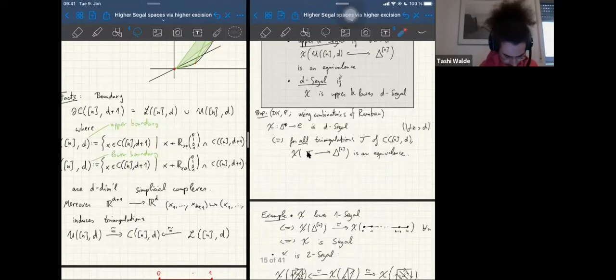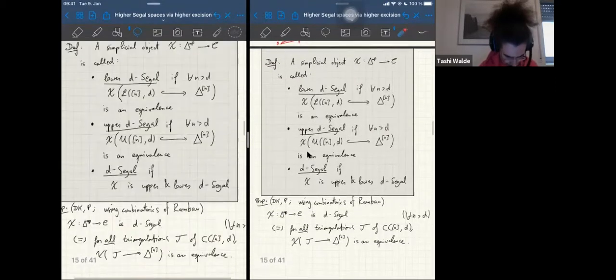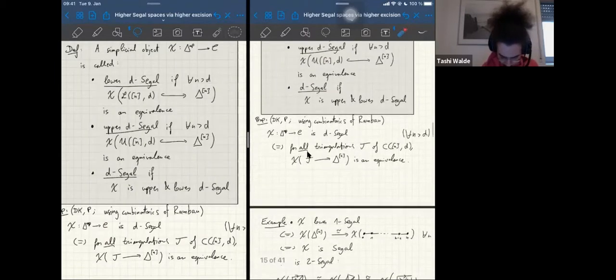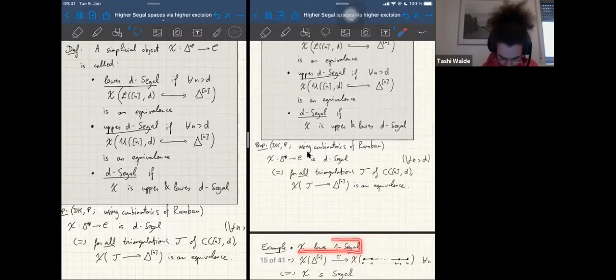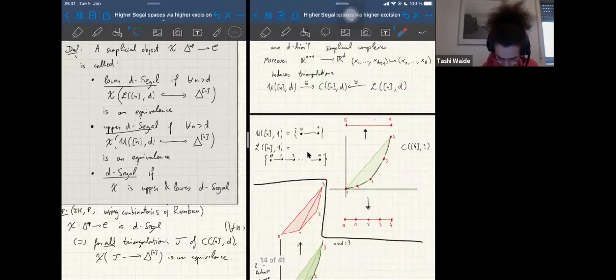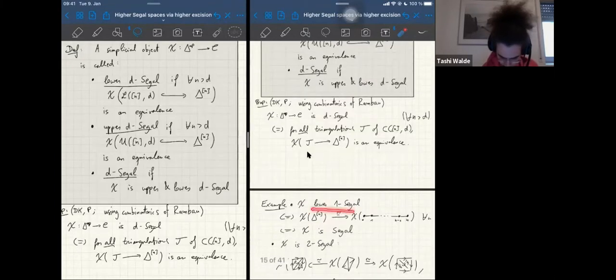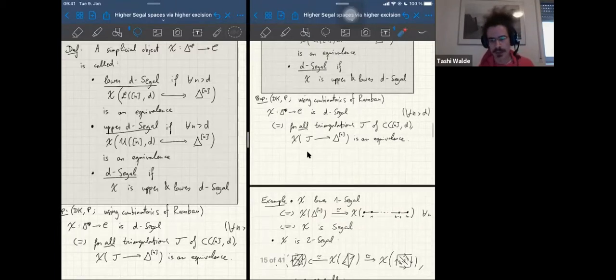Okay, so let's leave this definition up and let's look at some examples so that we see what we're actually talking about here. If we look at lower 1-Segal, remember the one-dimensional cyclic polytope is just an interval, and the lower triangulation just consists of subdividing it into all these small pieces. So looking at this simplicial complex, we see that it's lower 1-Segal exactly if this map is an equivalence, which was exactly our definition of Segal. So this really recovers the notion of a Segal object.